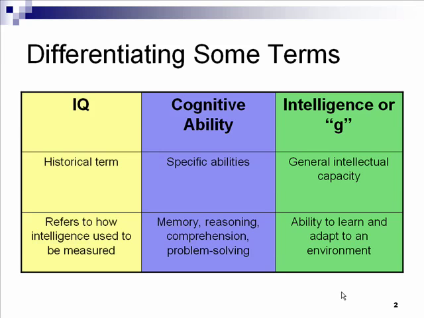Cognitive ability refers to very specific abilities, such as our ability to memorize information, to reason, to comprehend things, and finally to problem solve. In IO psychology, we're very fond of talking about intelligence, or what we call G. We think of G as general intellectual capacity, or another way to say that is the ability to learn and adapt to an environment.